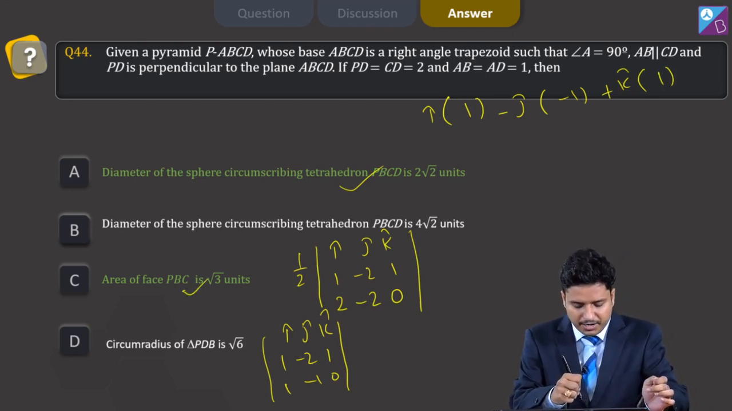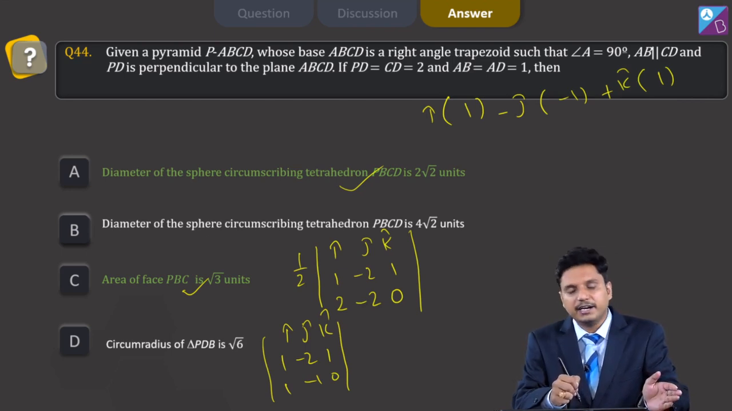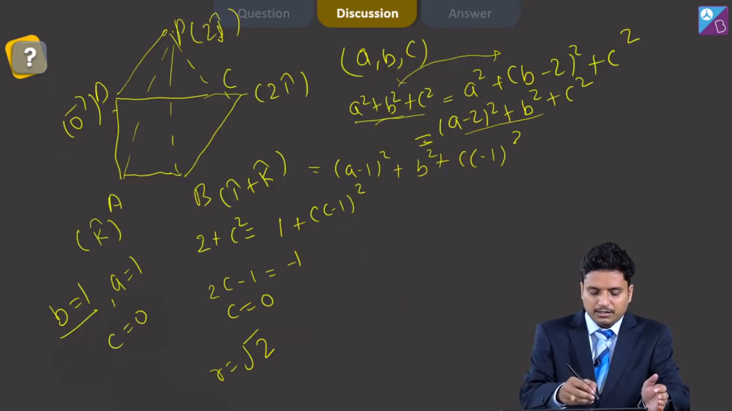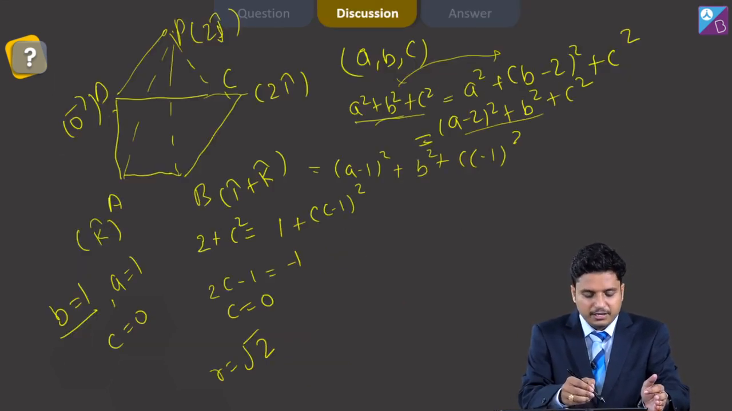Now you have to find the circumradius of triangle PDB. Again it can be found using P, D and B, which should be equidistant from some particular point. PDB is a triangle, so the circumradius should not be an issue, because we already know the formula for capital R, that is abc upon 4 delta.